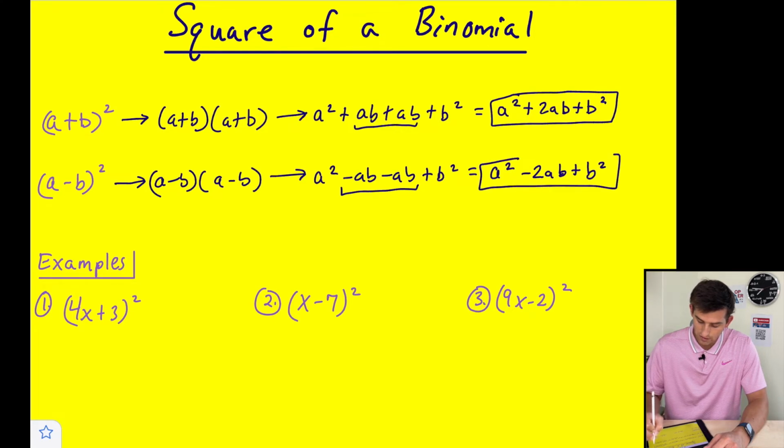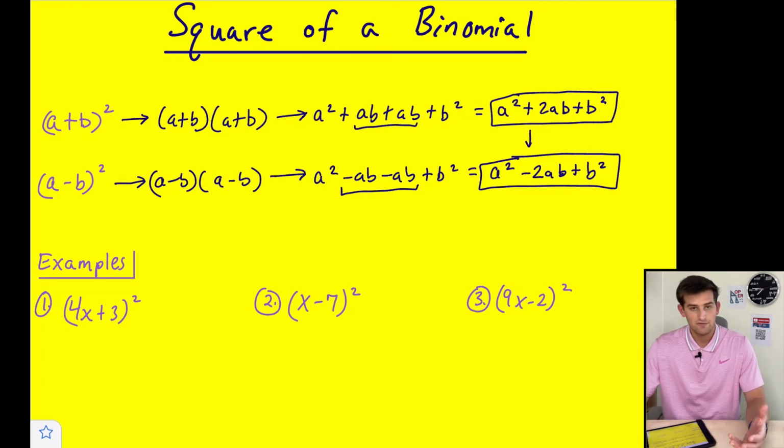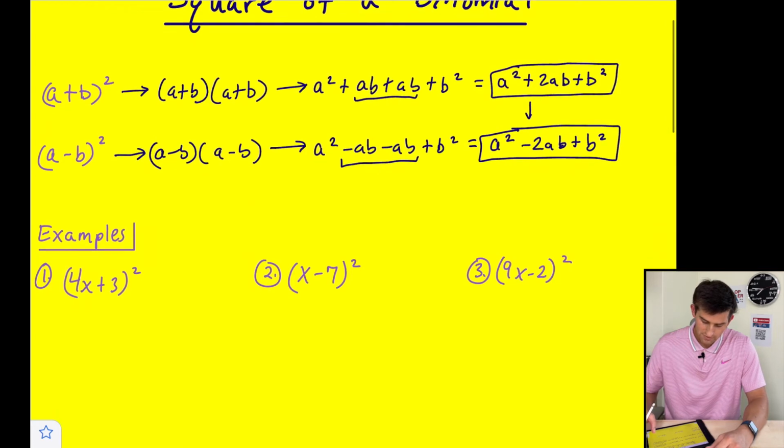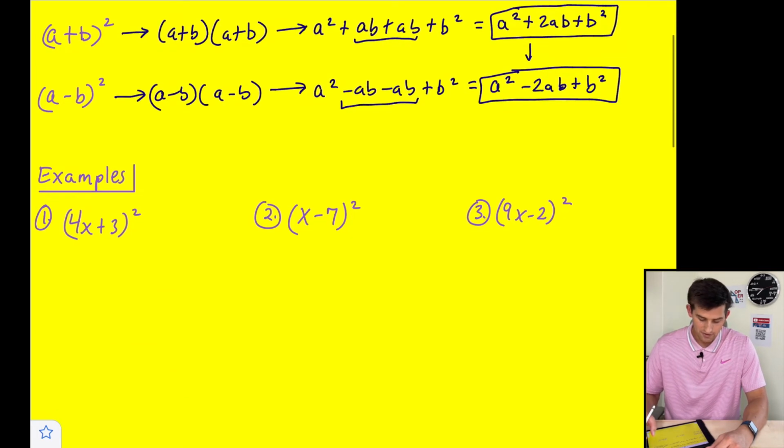So those are our two patterns. They are very similar. The only difference is our middle term is addition when we have a binomial that is a sum, and our middle term is subtraction when we have a binomial squared that is a difference. Okay, so now let's apply these two patterns to our examples down here.